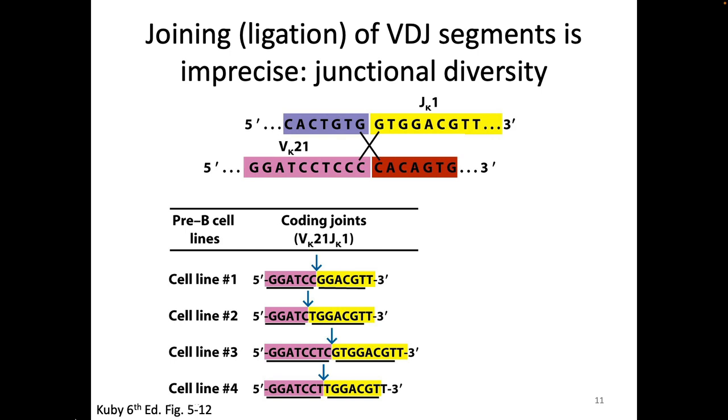So this is what we mean by junctional diversity, in that when we're actually doing the cutting and pasting, sometimes we add or subtract some base pairs, and that buys us even more diversity on top of the diversity we already have.